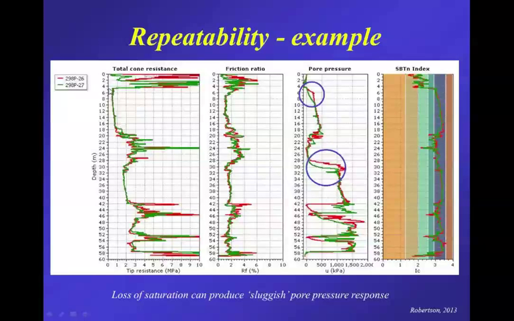You can see in this particular example, 2 CPTs done quite close together, within about a meter of each other. Excellent repeatability on the tip, and excellent repeatability on the sleeve. Friction ratio is almost identical, and pretty good repeatability on the pore pressure.